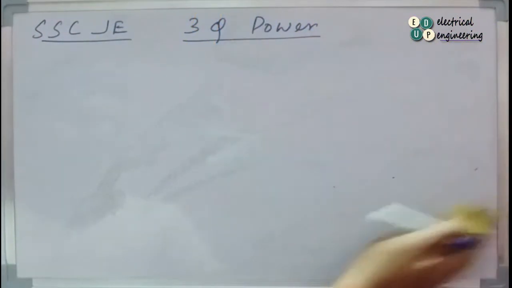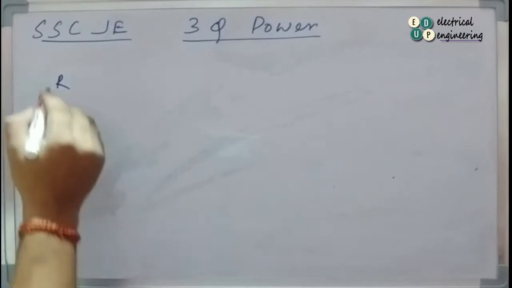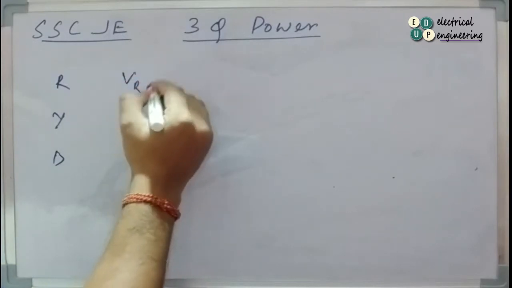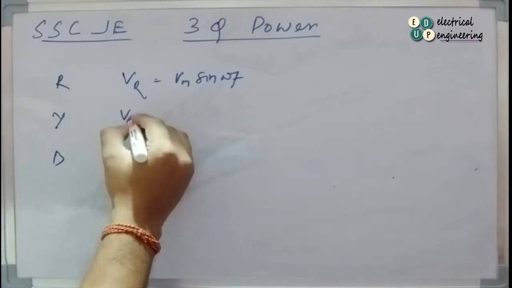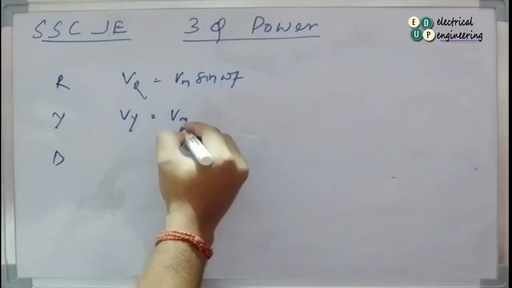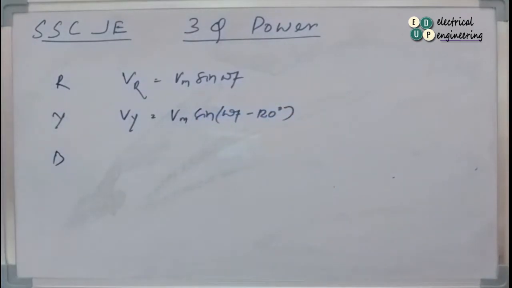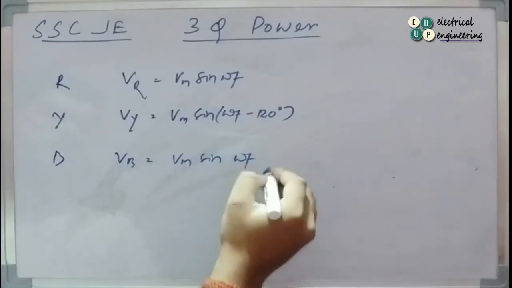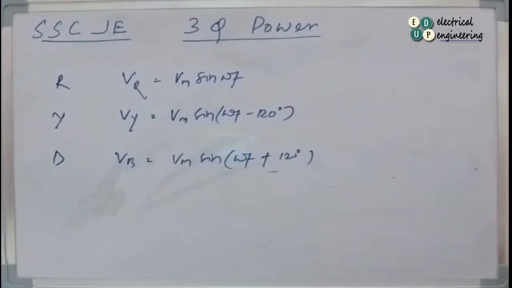So you have three phases, okay? Red phase, Y phase, and B phase: red, yellow and blue. In the red phase, if VR is Vm sin omega t, then Vy will be how much? It is in the 120 degree phase, so it will be Vm sin(omega t minus 120 degree). And the third one, Vb, will be Vm sin(omega t minus 240), or you can write plus 120 degree.